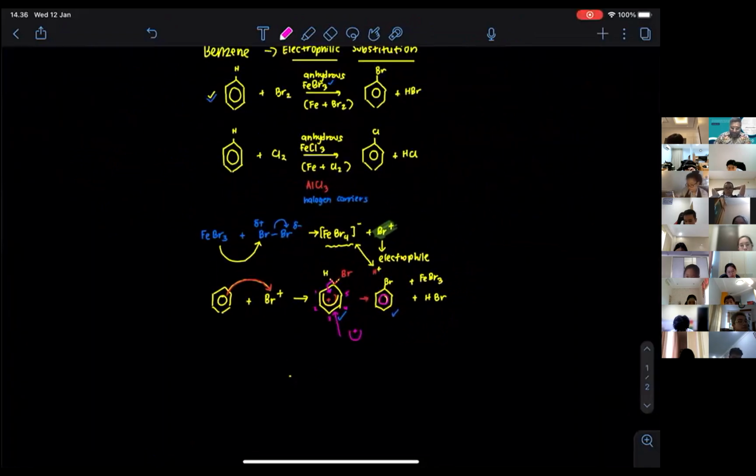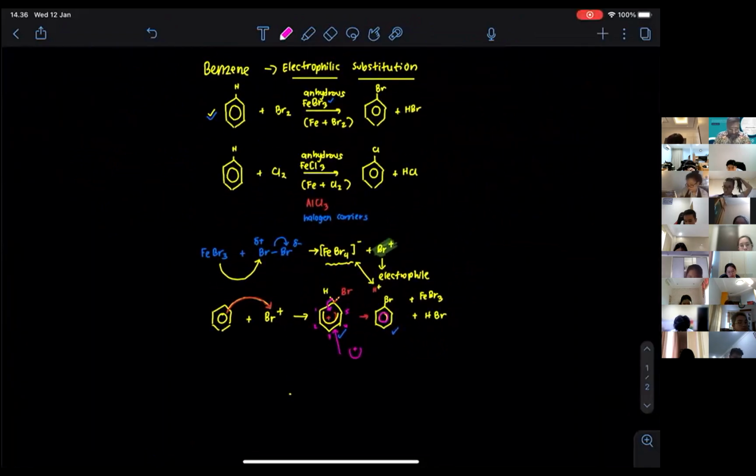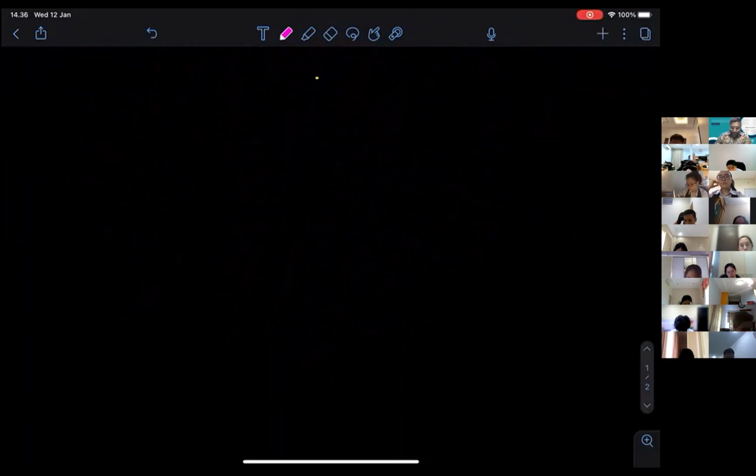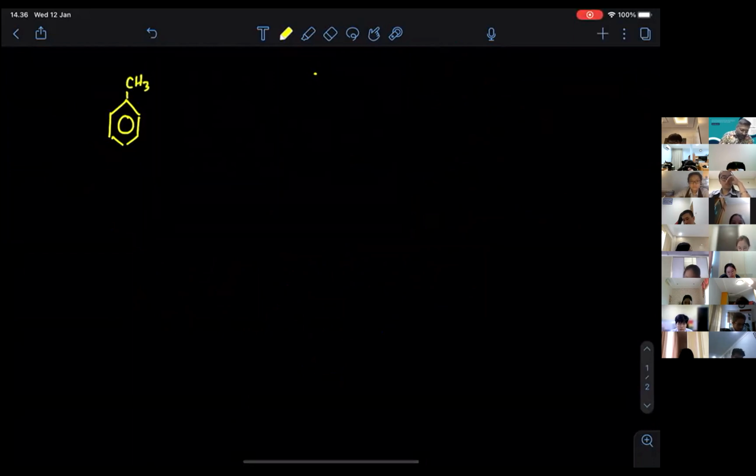This is going to be the electrophilic substitution of benzene. Today we have also learned about methylbenzene, so I'll just go through all this again quickly. So you have methylbenzene. When you react methylbenzene with Cl2, what will happen?